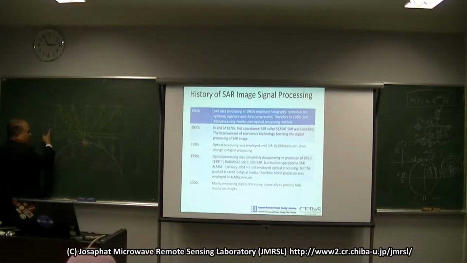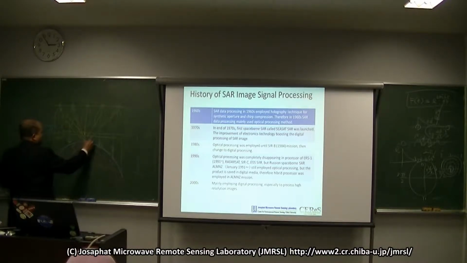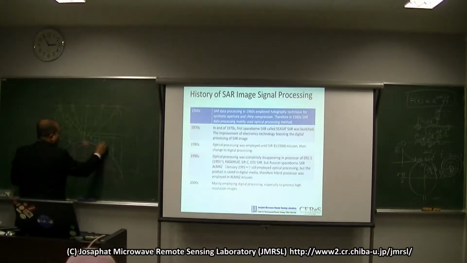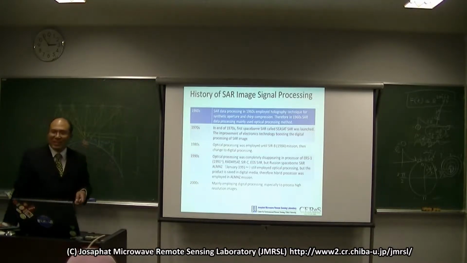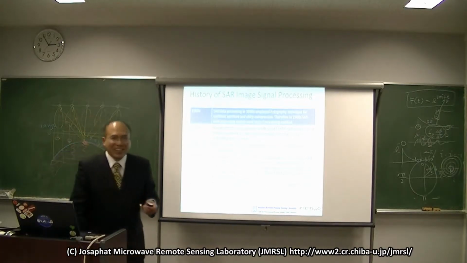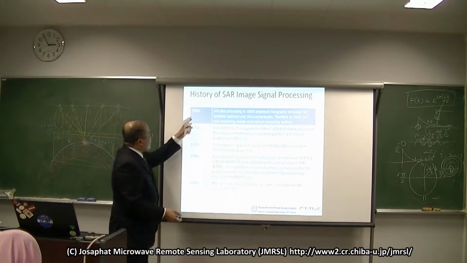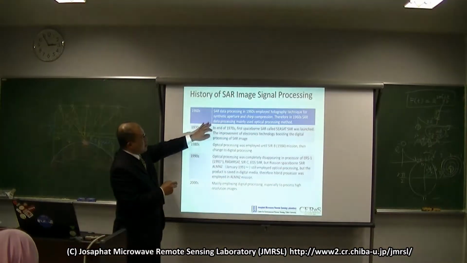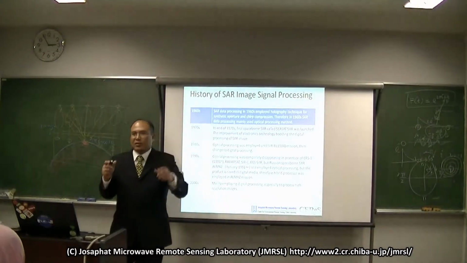This is range compression. And then you make this line to be one point, because this is azimuth. It is very easy to explain, but the processing is complicated. It uses the optical processing method, the optical holography.